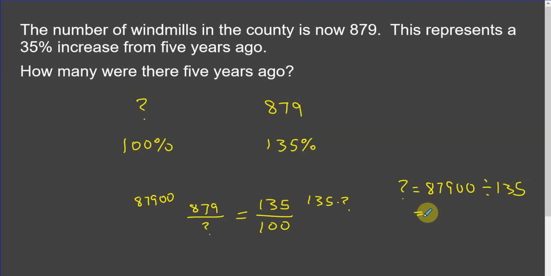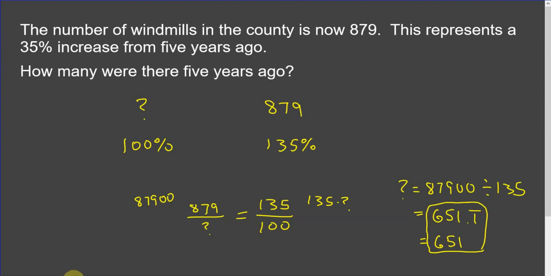Okay, feed that to the calculator, and we get 651.1 repeating. Actually, since these are windmills, we need to round it to the nearest whole number, so we'll call it 651. Okay, so either of these answers is good. So 5 years ago there were 651 windmills. All right.